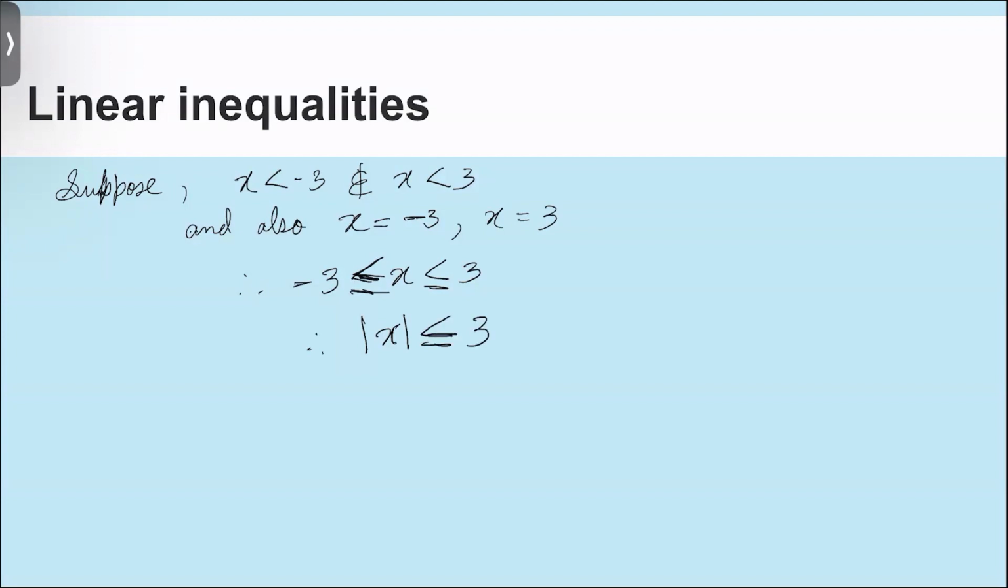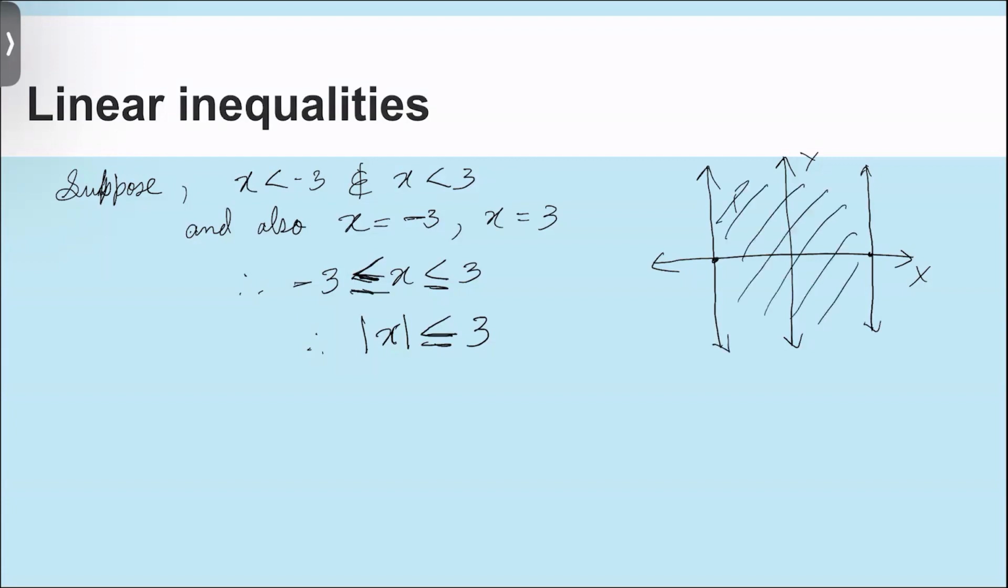Okay, so it depends. Now, if these lines were not dotted, so if you had shaded lines, x and y, this is your -3 and 3. These lines are also included, and this entire region would be shaded. So then you can say that this graphical solution is actually representing the linear inequality that mod of x is less than or equal to 3.